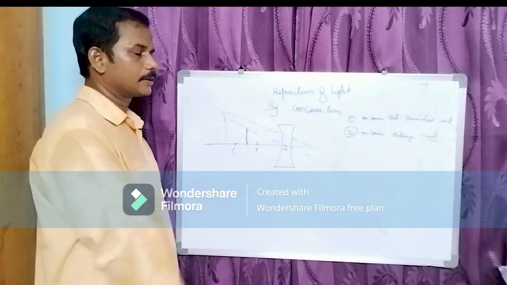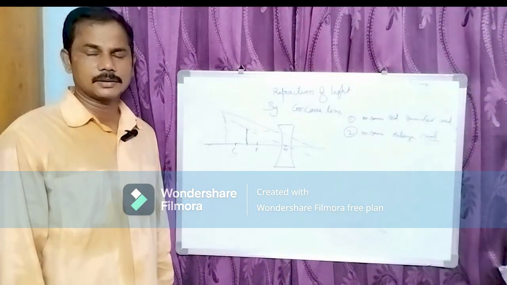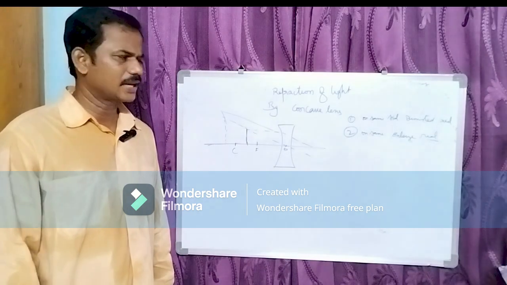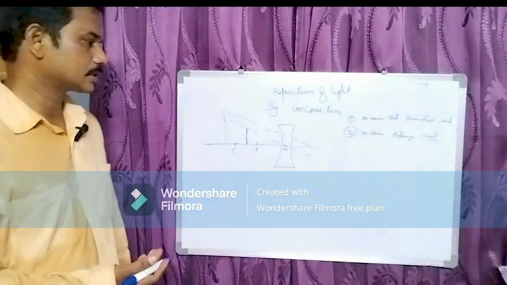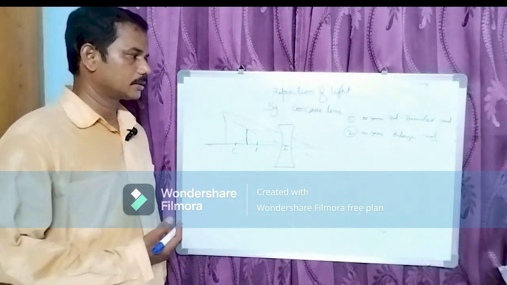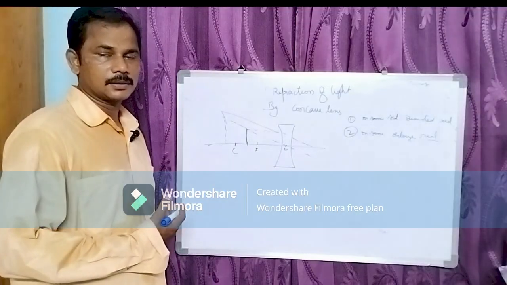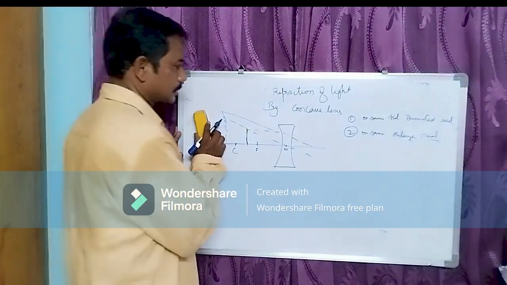With this we completed refraction of light by spherical lens. We covered ray diagrams and image formation and other things, but we have mirrors. That we will also discuss in the next class. Thank you.